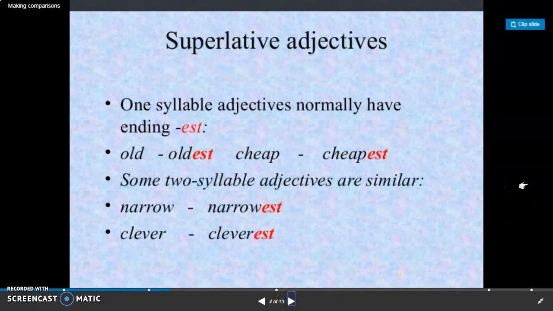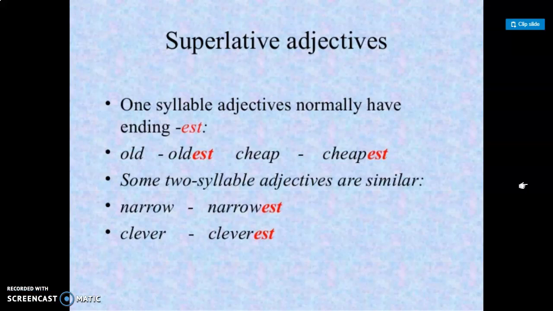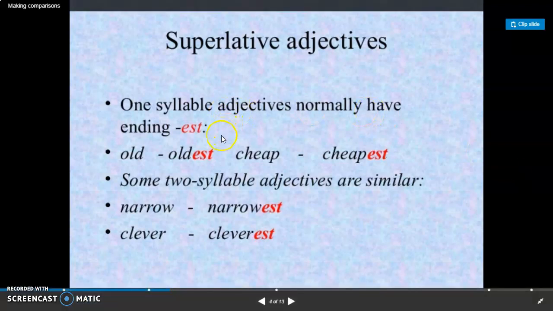When you have adjectives that compare three or more things, you add est onto the ends of the smaller ones. So old becomes oldest. I am the oldest person here. Cheap becomes cheapest.